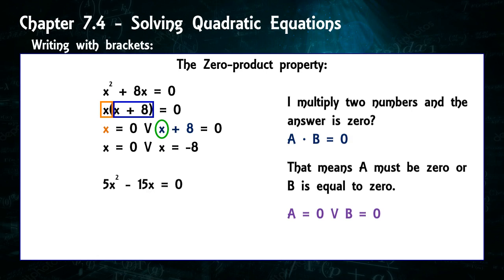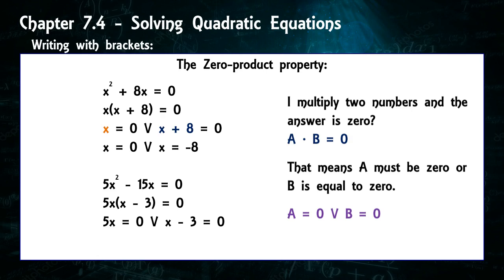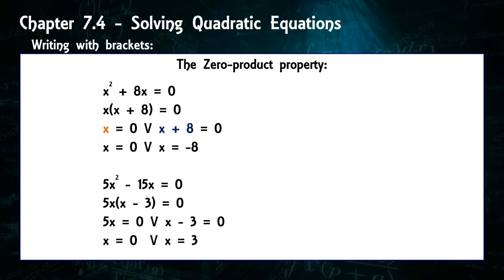5x squared minus 15x is equal to 0. First, I factorize the equation into 5x times x minus 3 is equal to 0. This means that 5x is equal to 0 or x minus 3 is equal to 0. Using the balance method results in x being equal to 0 or x being equal to 3. Now you try. 10x squared plus 12x is equal to 0.